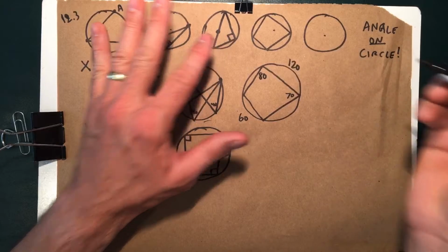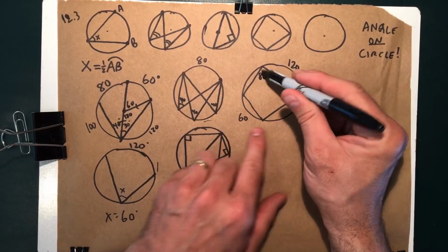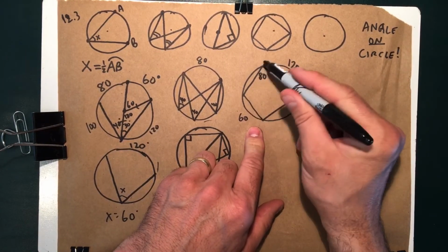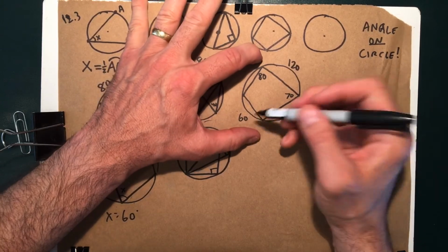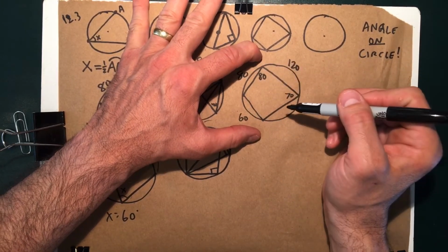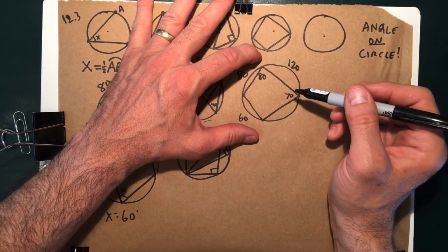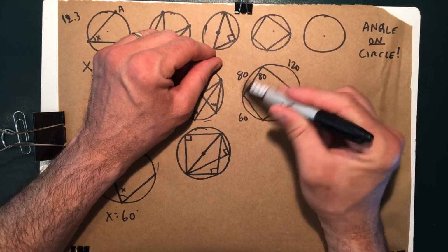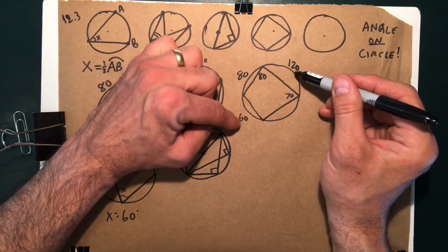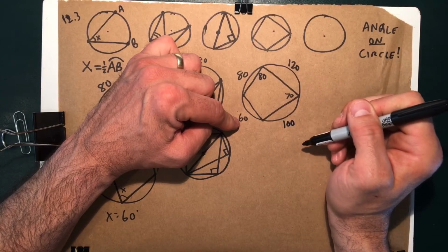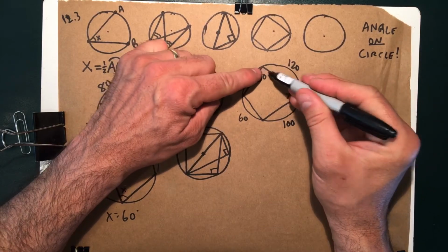Okay, let's see if this works. Okay, so 70 doubled is 140. Well, if that's 140 from here to here, and that's 60, that means this one has to be 80. All right. Now, interestingly enough, we already know the whole circle has to be 360. 120, 200, 260, 360. That means this angle has to be half of, oh, what do you know?